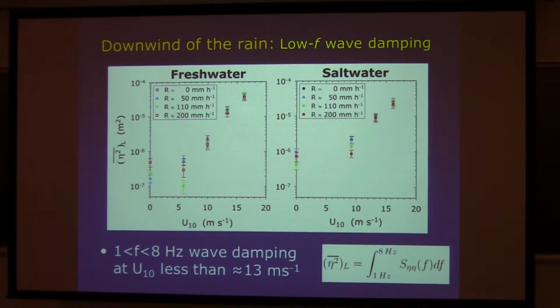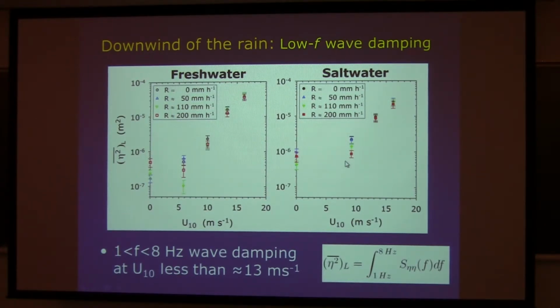So when we went to calculate the wave height variance for the measurements made downwind of the rain, we investigated the low frequencies only, in this case, 1 to 8 hertz. And what we find is that at low wind speeds, we see a decrease in the low frequency wave height variance at 5 and 10 meters per second wind speeds, and no significant change at higher wind speeds. And in the case of salt water, we see the same.